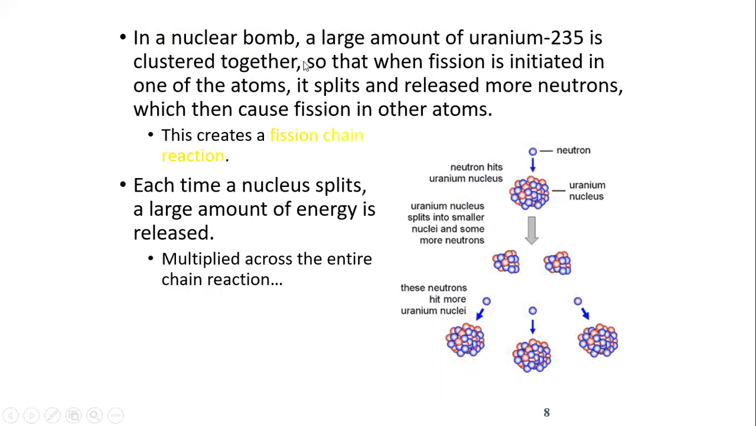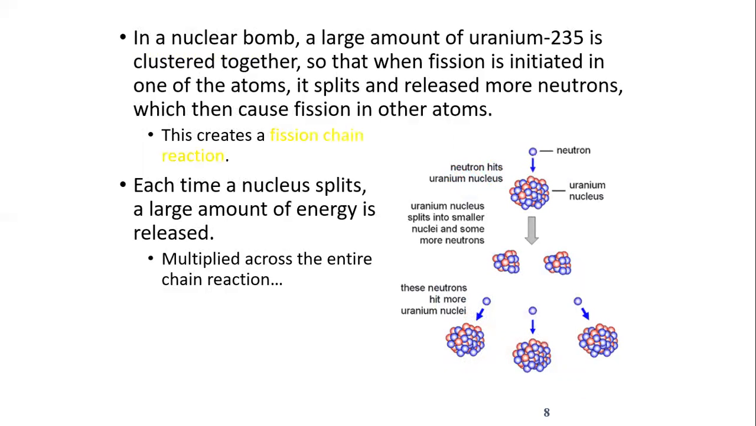In a nuclear bombardment, a large amount of uranium-235 is clustered together so that when fission is initiated in one of the atoms, it splits and releases more neutrons, which then cause fission in other atoms. This creates a fission chain reaction.